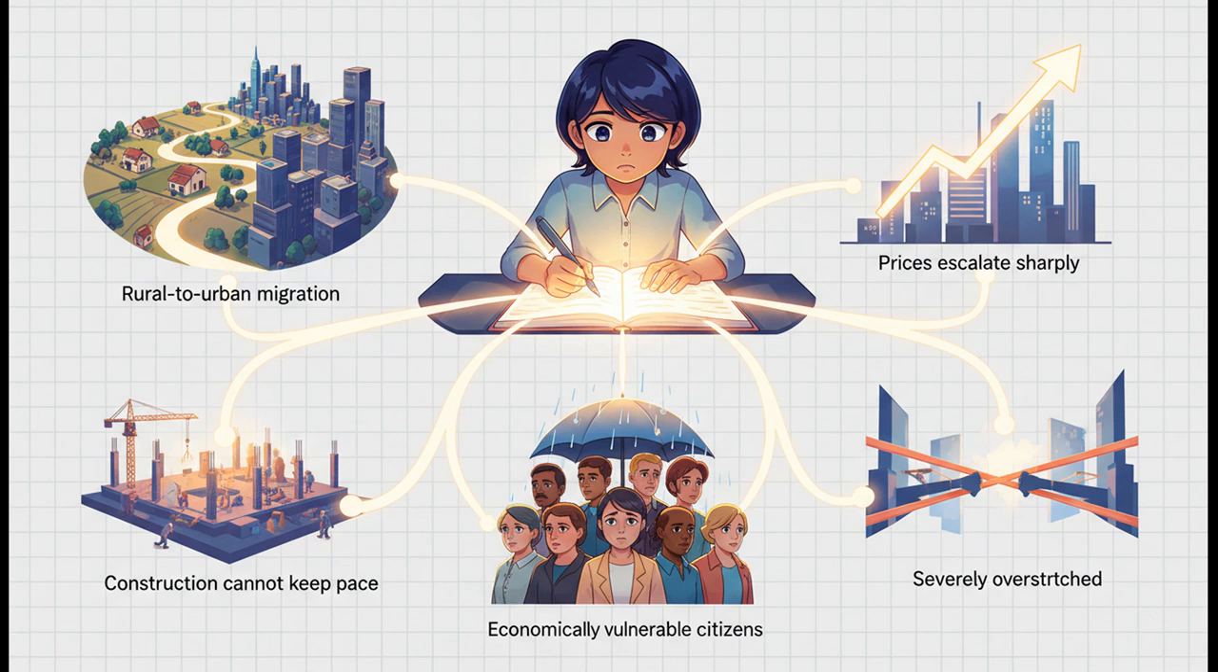So the main takeaway here is to be specific and to be powerful. Don't just say prices go up, say they escalate sharply. Instead of poor people, try the more formal, academic phrase, economically vulnerable citizens. This is the kind of tone that task 2 demands.